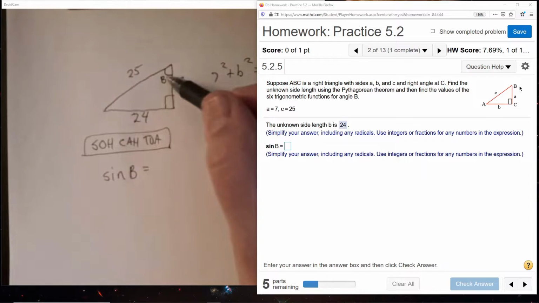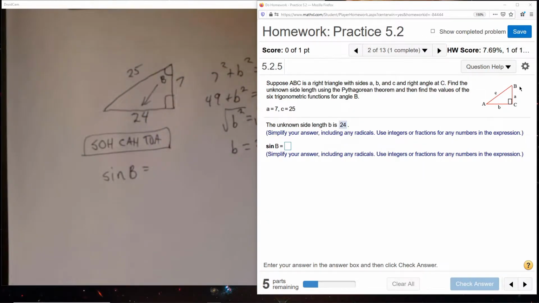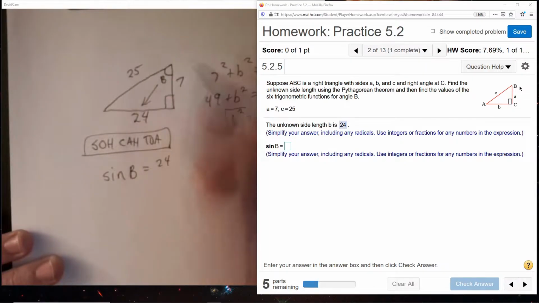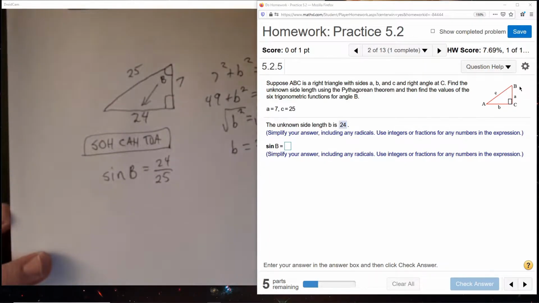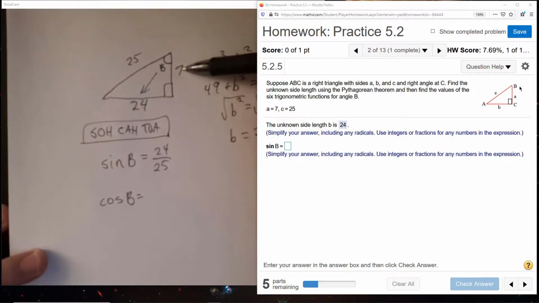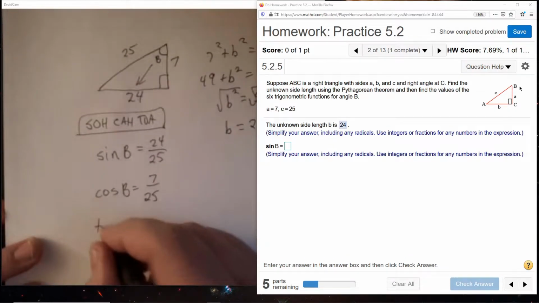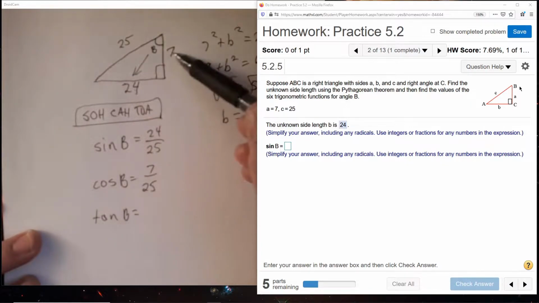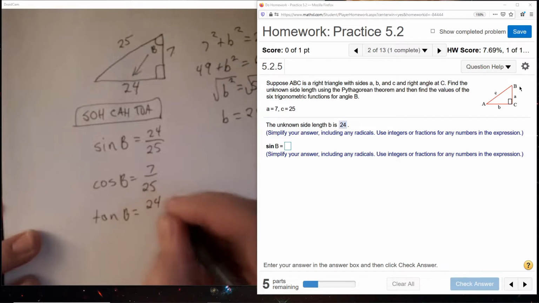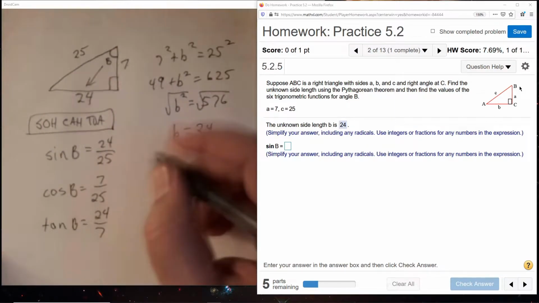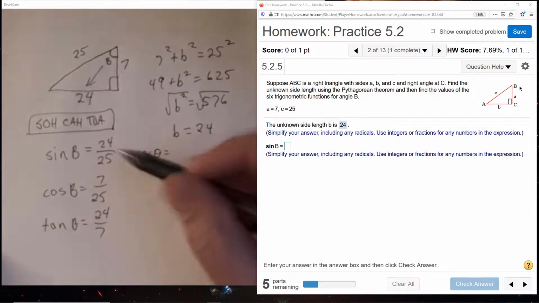Now remember, the angle always looks at the opposite leg. And sine is opposite over the hypotenuse. Cosine is adjacent over hypotenuse. Tangent is the opposite over adjacent. And then to do the reciprocals, just flip them all.